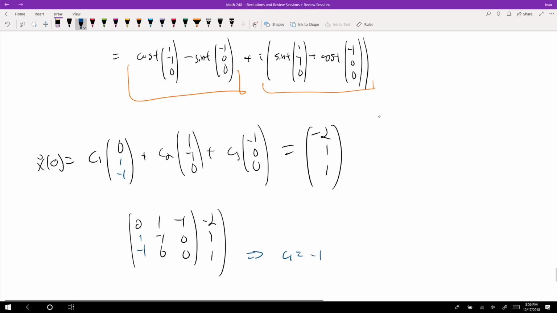So C1 equals negative 1. That makes C2 equal to negative 2. And then that makes C3 0. And then you've got to plug this back into your original solution. Okay, any questions?